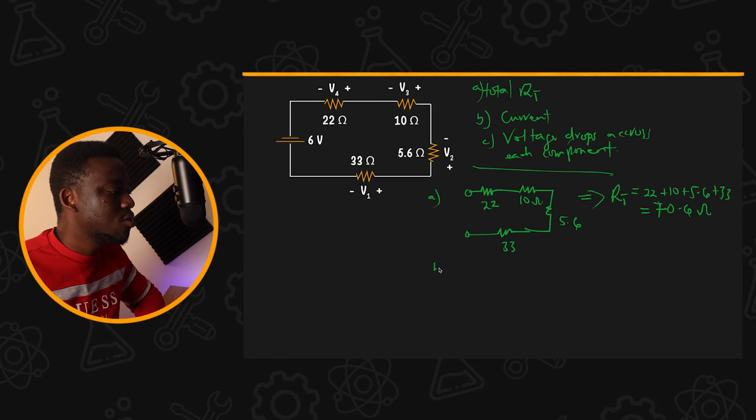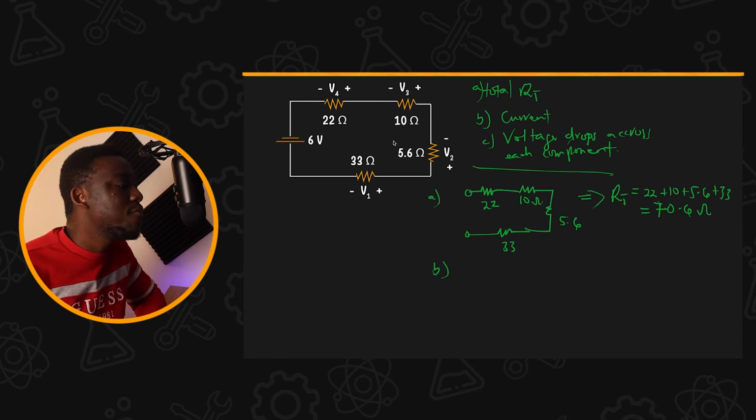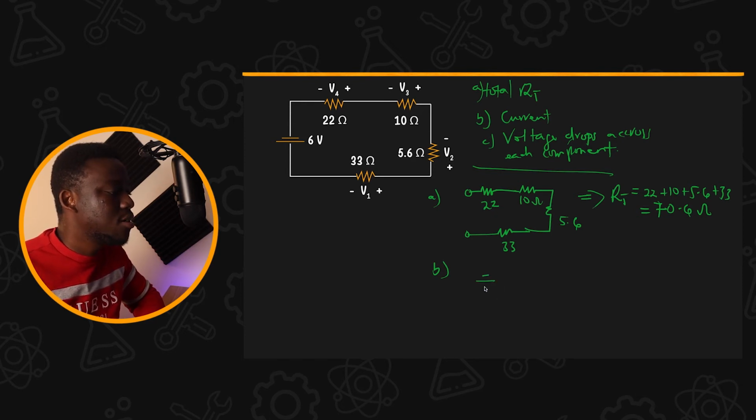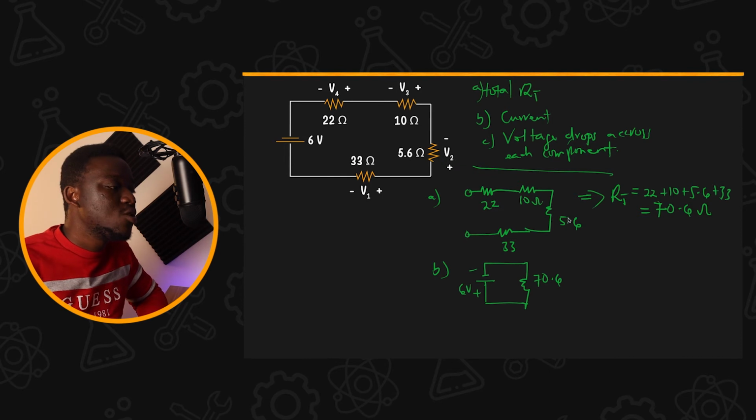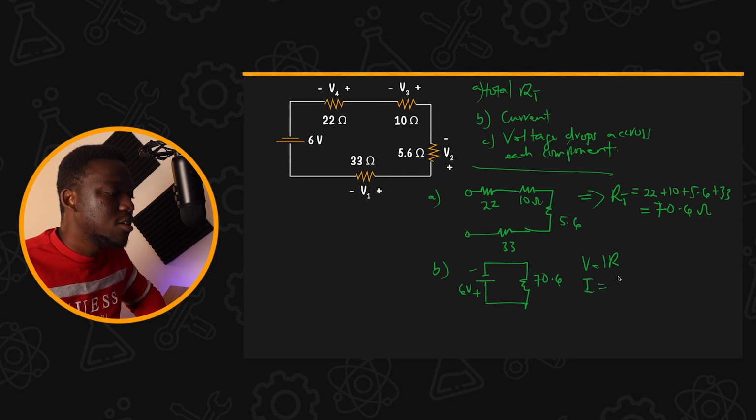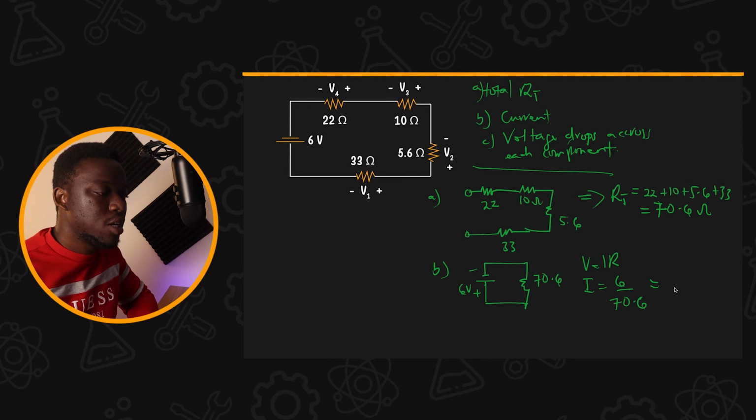Okay, so now to the current. So now that we found the total resistance, we can basically redraw the circuit as this. So that makes it easy to find the current. We'll just use Ohm's law. So V equals I times R. The current here is 6 volts divided by 70.6. So that gives us 85 milliamps.